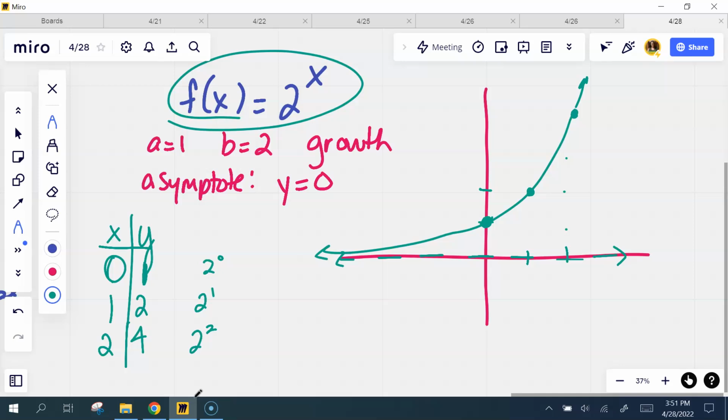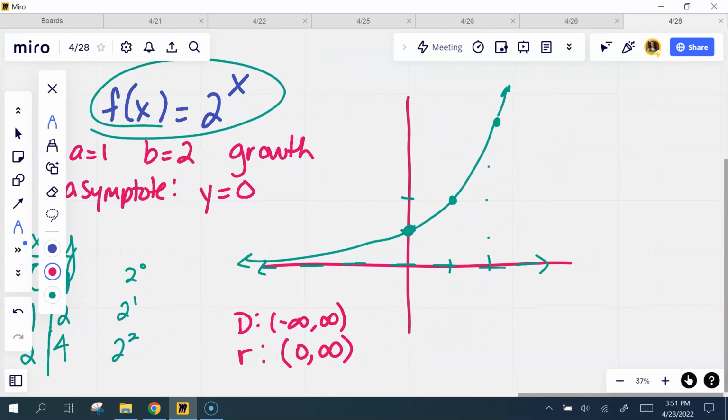So as I look at some analysis here of what's going on, my domain, like I said, is negative infinity to infinity. But the range is definitely being impacted. If you look from the lowest up, 0 is the lowest, but it's not actually 0. It gets really close to 0, but it never becomes 0. So we use a parenthesis for this one, and then it goes up forever, so it's infinity. So there's my range.